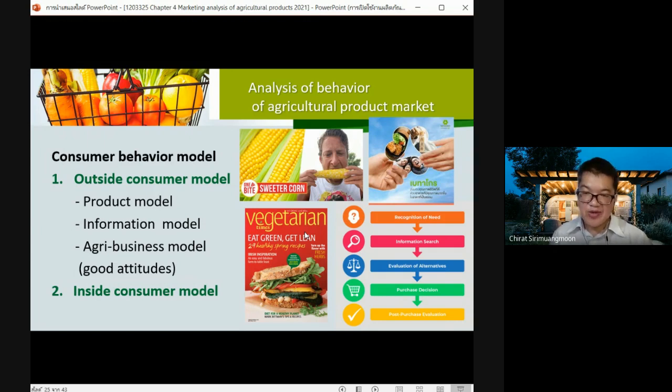The key point of agribusiness is that they do some business in agriculture. Then they try to link it with something that will give you a good perception. Then when you have a good perception and good attitude, you're going to buy the product.